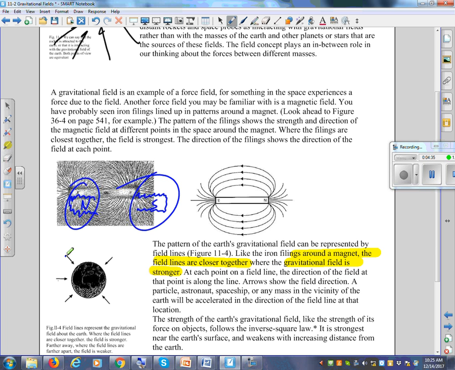Okay? And gravitational field is always which way?